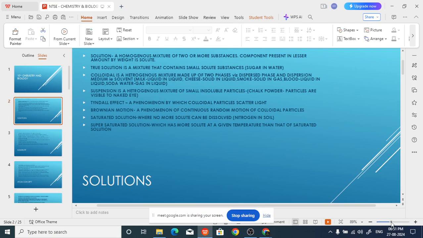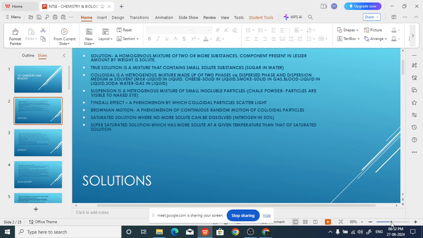Okay. True solution is a mixture that contains small solute substances. Sugar in water, salt in water, that is called true solution, because you have put some small solute substances in that solvent, and then that dissolves that solute. A solvent dissolves a solute and becomes a solution. Agreed? Yes, sir. Yeah, so I'm just talking about various terms.